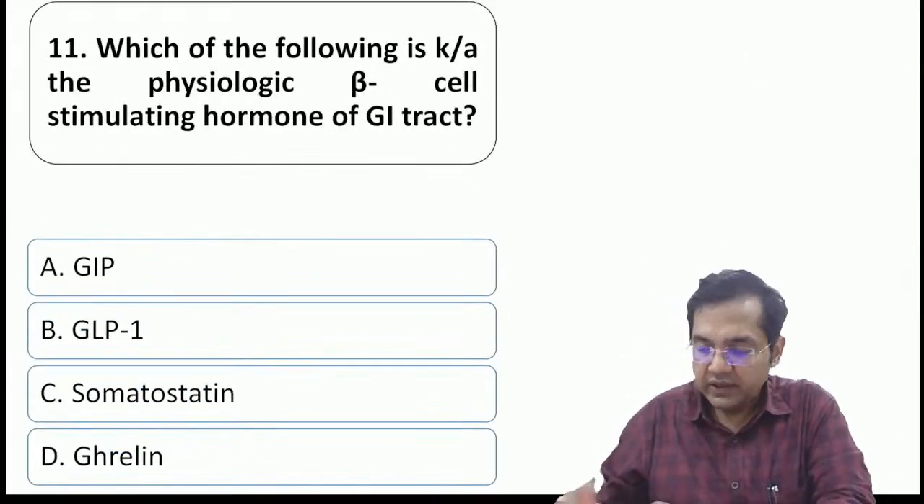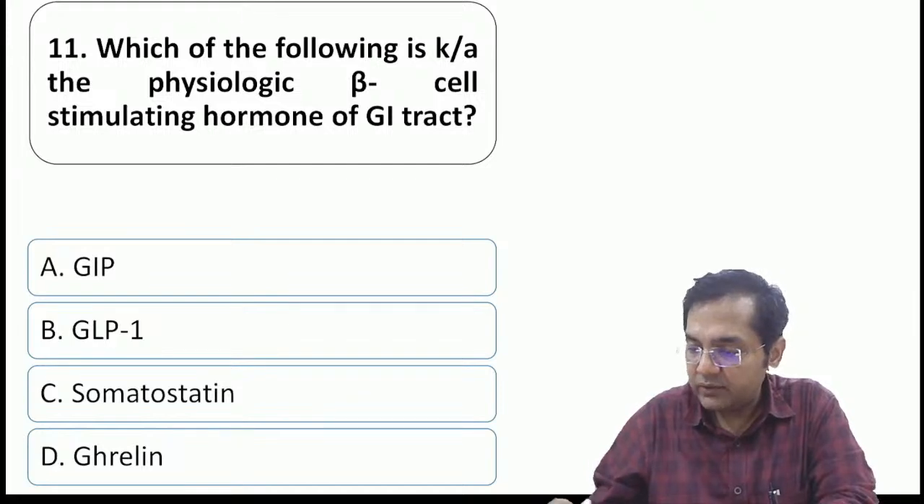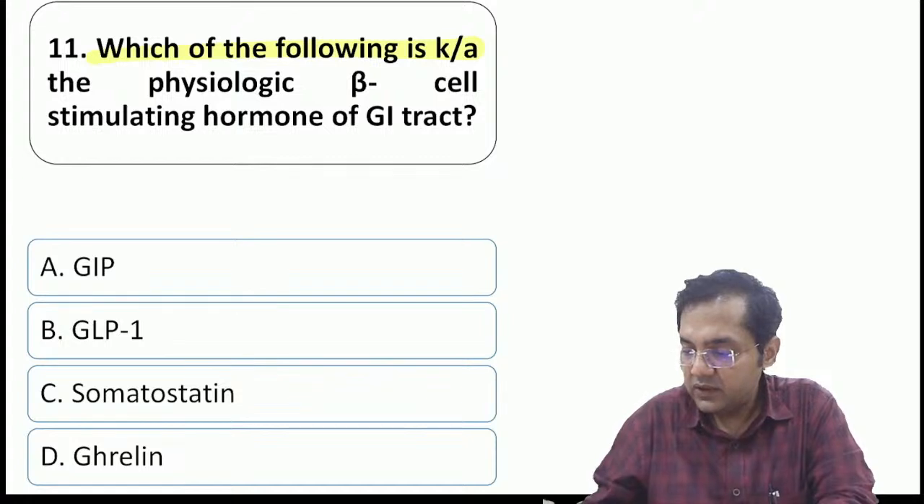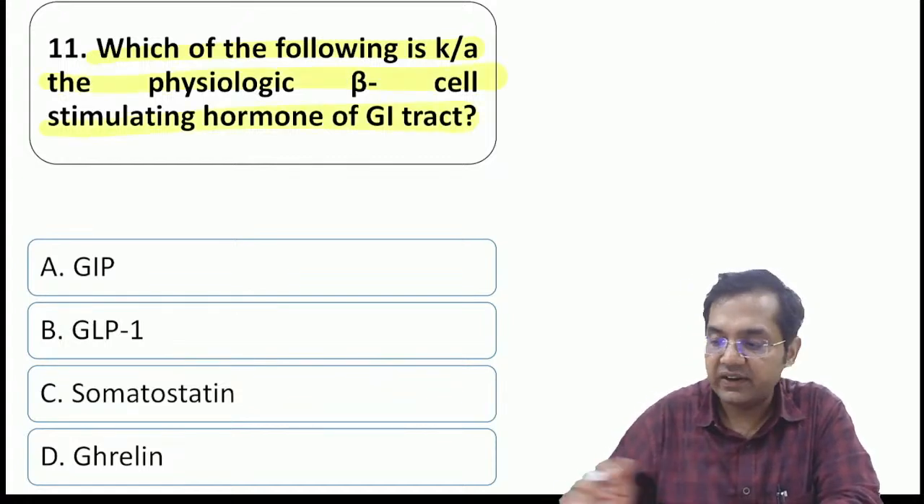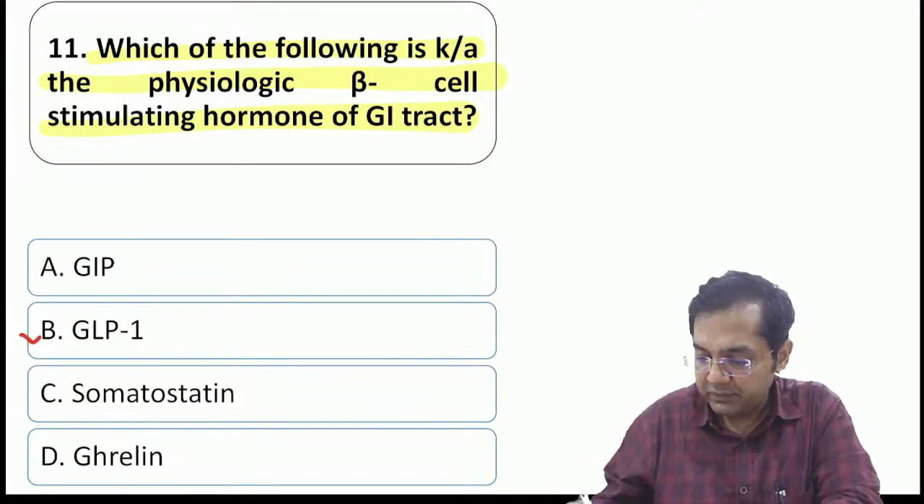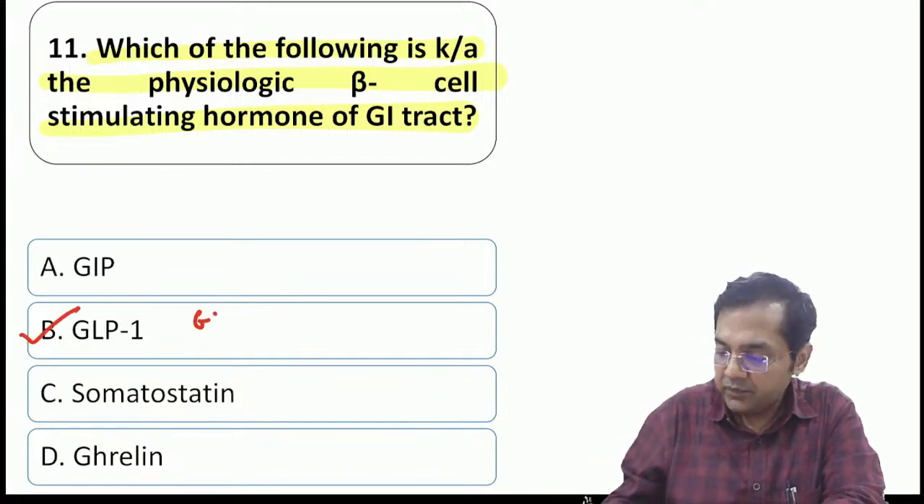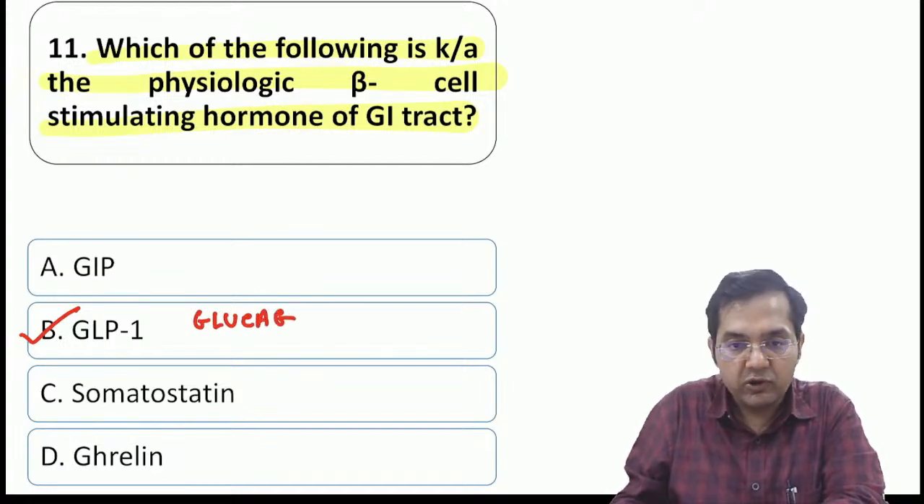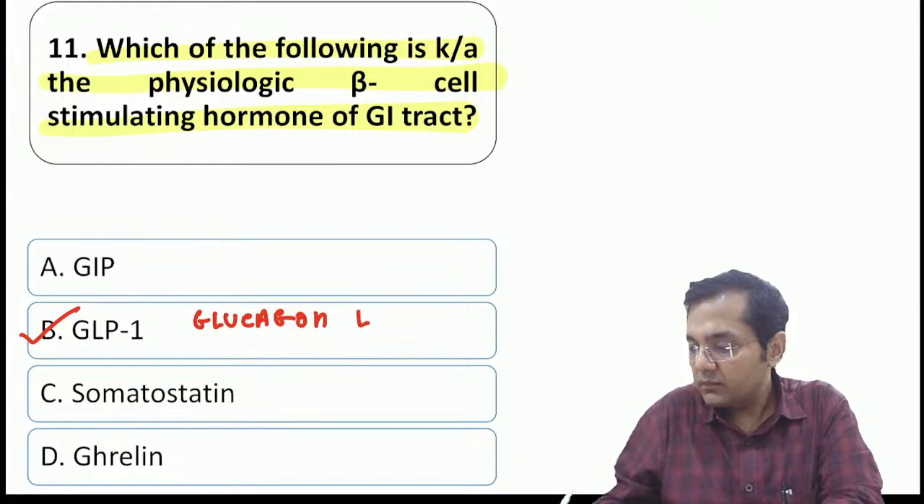Another important MCQ: which of the following is known as the physiological beta cell stimulating hormone of the GI tract? So important question. Remember, it is none other than GLP-1. GLP-1 stands for glucagon like peptide.